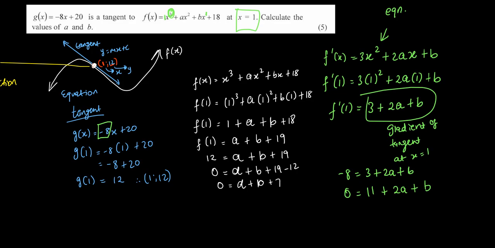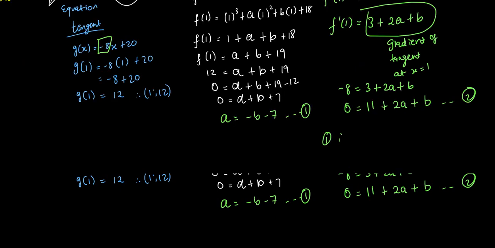So here I can make a the subject, guys, by saying a is equal to minus b minus 7, and call it equation 1. Then this one, call it equation 2. Then now I can just substitute 1 in 2. So I'll put a here. I will say 0 is equal to 11 plus 2 into, my a is minus b minus 7, and then plus b.